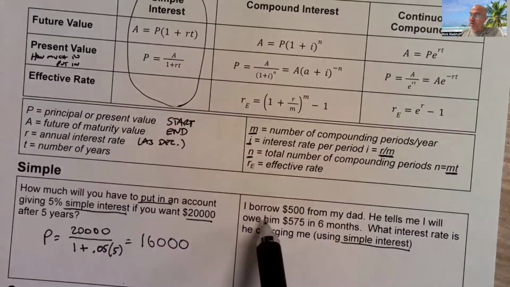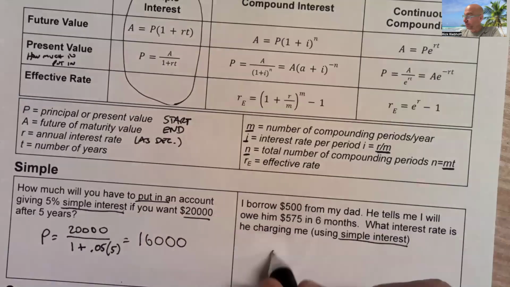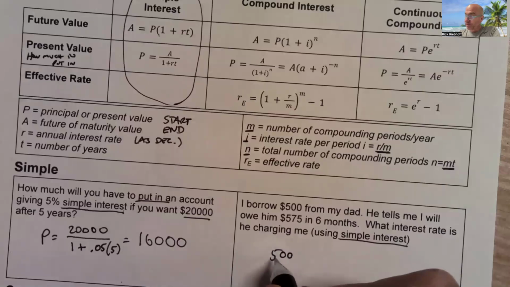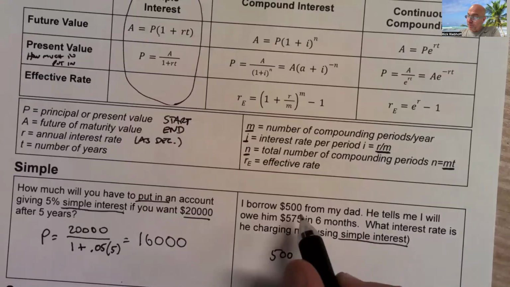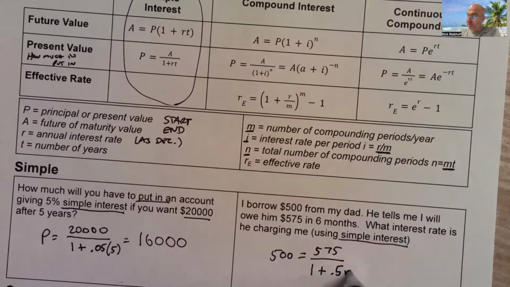So I borrow $500 from my dad. I will owe him 575. So which one is what is present? That's the 500. Present is equal to 575 over 1 plus, I don't know the rate. But I do know the time is half a year. So 0.5 times the rate.